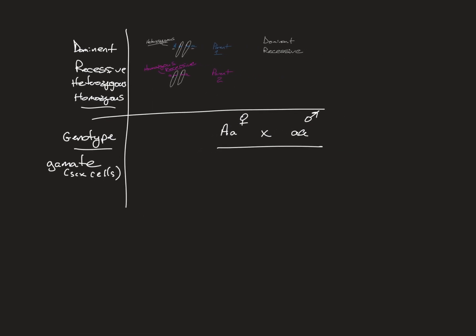So if this person is going to make a sex cell, we went through meiosis. We went through it in class. The notes have been posted. You've done work on it. It was due. It should have been turned in.